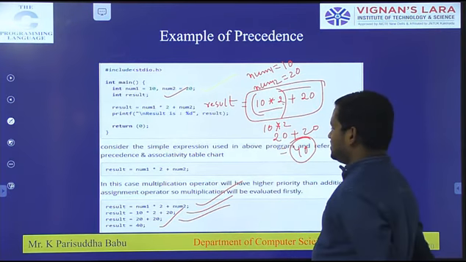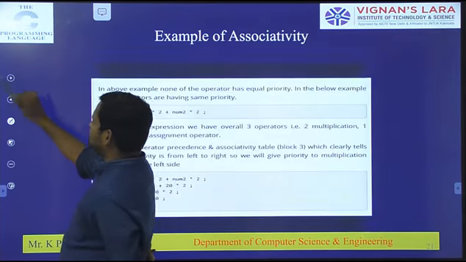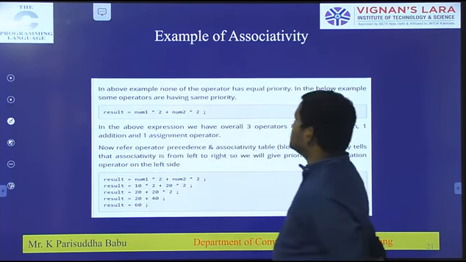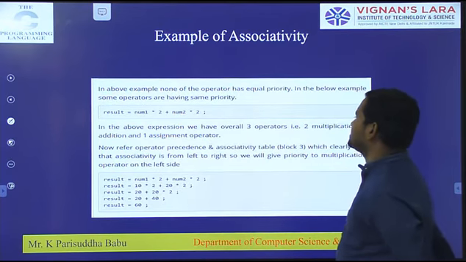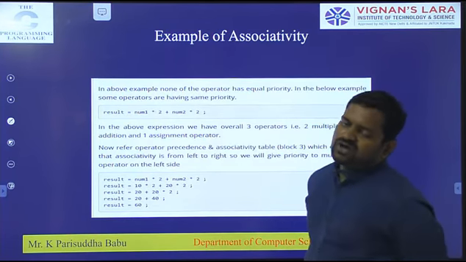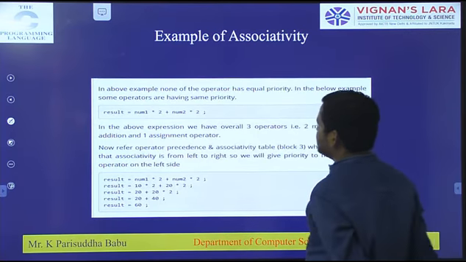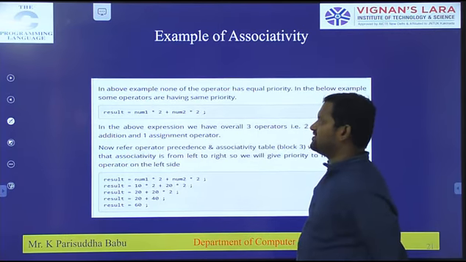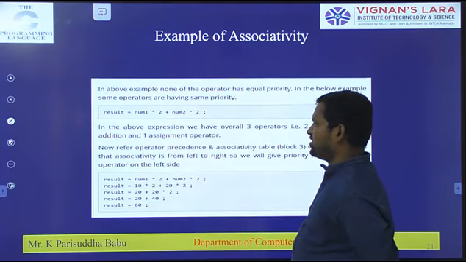Likewise, the expression will be executed by precedence. Examples of associativity: precedence is there, and associativity. In the above example, none of the operators has equal priority. In the below example, some operators have the same priority. What are those operators? The asterisk operators have the same priority.